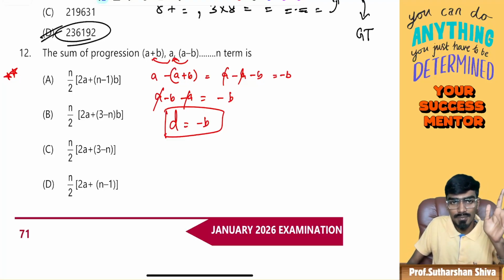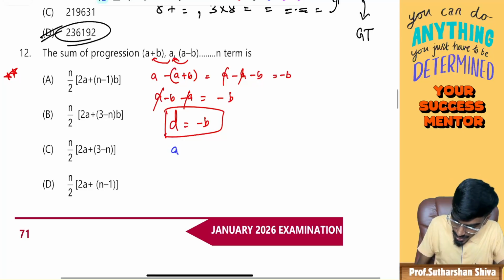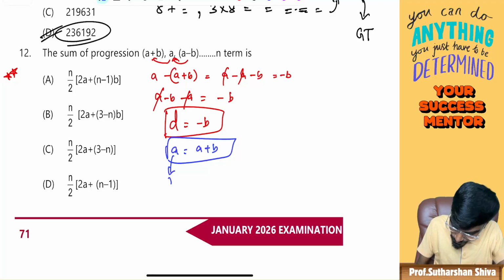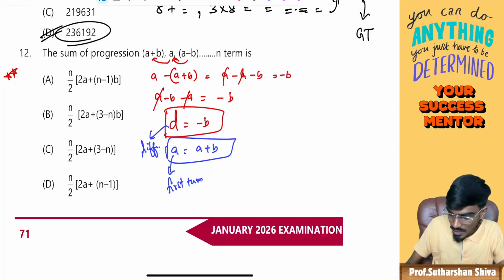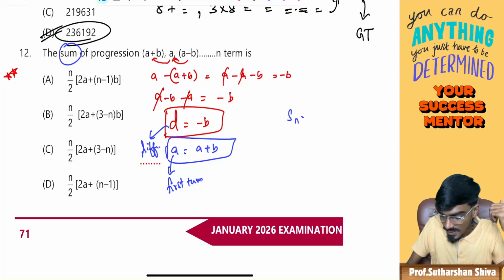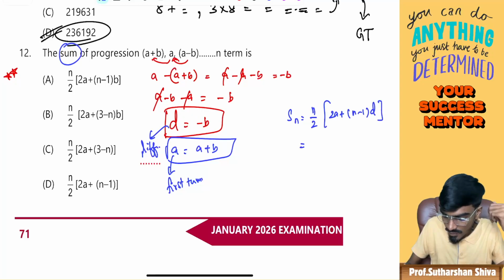Once my difference is minus b, a is nothing but a plus b. What is this a, sir? A means this is the first term. This is not the actual a. This is the first term. This is the difference. Now we need to substitute in the sum formula. What is the sum formula? Sn is equal to n by 2 into 2a plus n minus 1 into d. This is the formula. In that we will substitute.